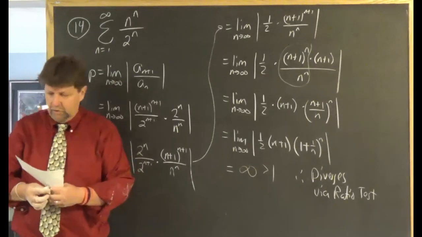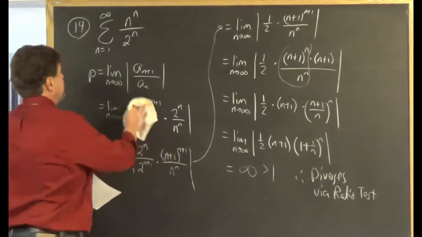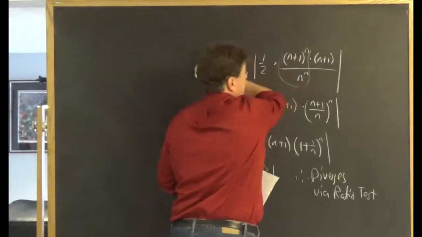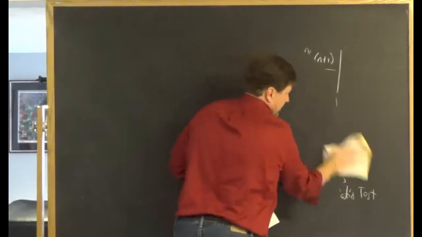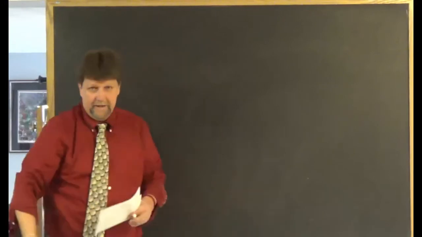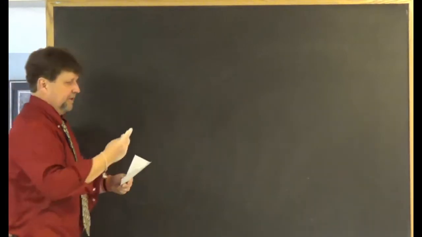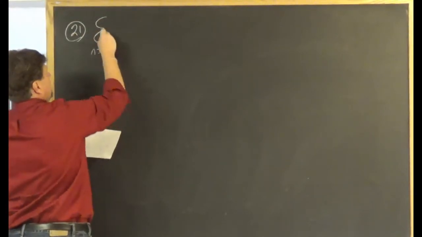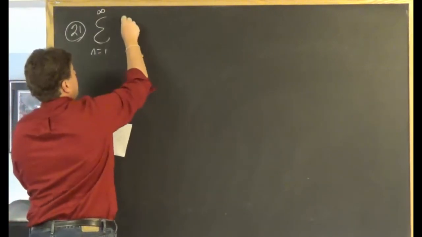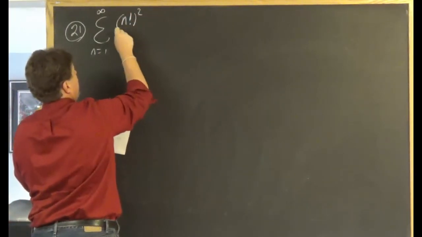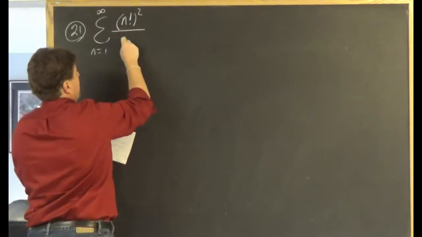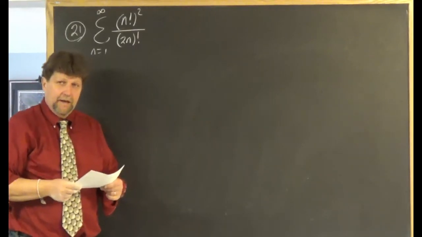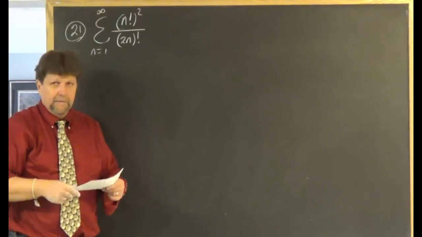Let's see, there was one more, number 21. Oh, number 21, that's a doozy. Looks kind of fun. You got factorials running all around, getting squared. It's just an algebraic simplification bonanza here. So let's look at 21. Got the series, n equals 1 to infinity, n factorial squared over 2n factorial. Wow, we have factorials running around everywhere.